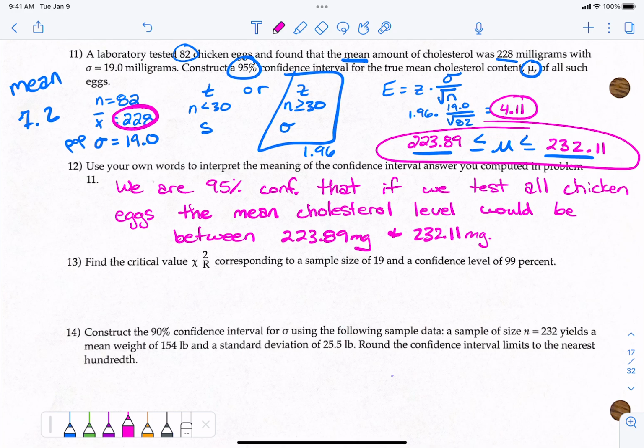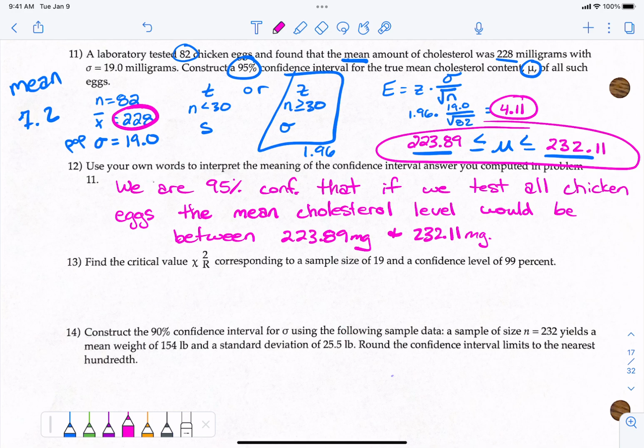4.11. Why is our error so small? Because we got a big survey. 82 is a decent sized survey. Okay, whatever. All right, good. Greater than 5.